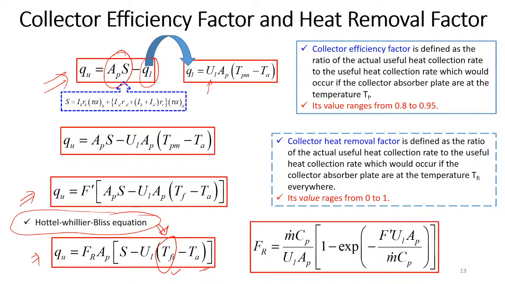Okay, and also we can express this FR, which is nothing but collector heat removal factor, which is mathematically expressed something like this. Okay, and F' is nothing but collector efficiency factor, and its value varies from 0.8 to 0.95, and for FR, which is collector heat removal factor, its value varies from 0 to 1.